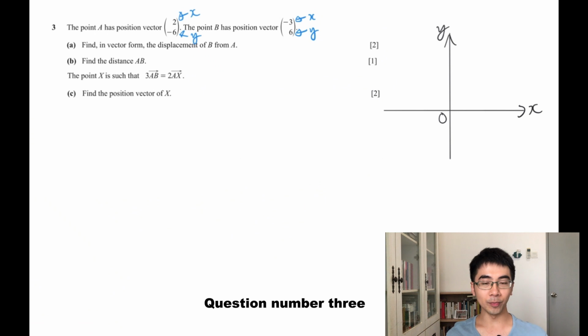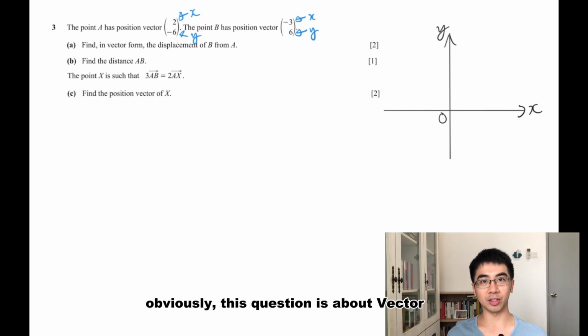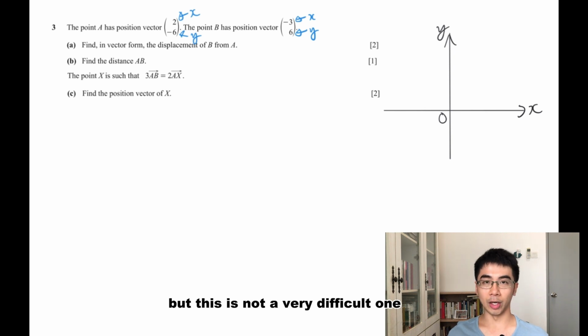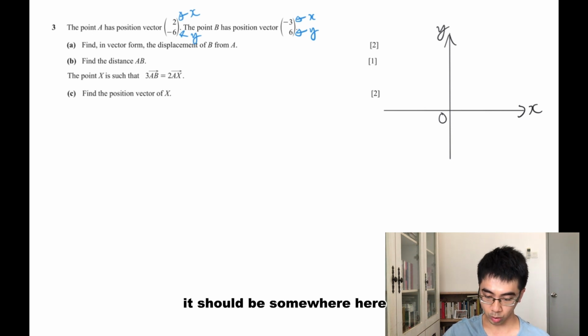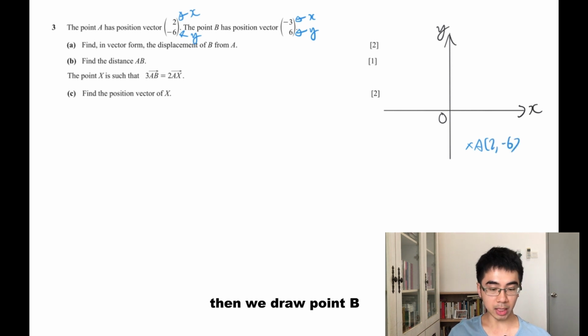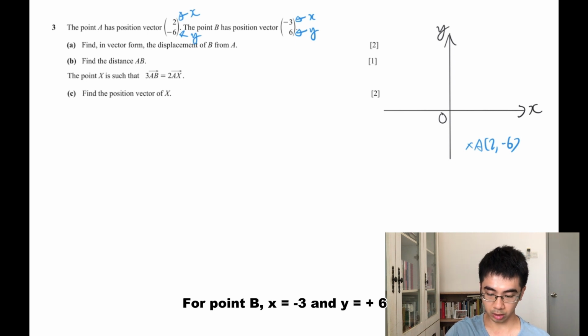Question number 3. So obviously this question is about factor, but this is not a very difficult one. You can just draw point A and point B on the coordinate plane. So for point A, x should be positive 2 and the y should be negative 6. It should be somewhere like here. This is A. Okay, and then we draw B. B should be, for the x is negative 3 and the y is positive 6. It should be somewhere like here, maybe. Or just roughly draw it.